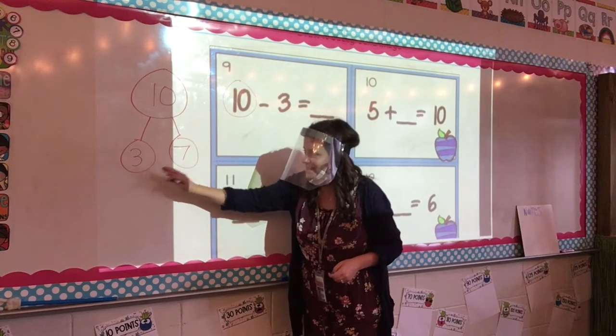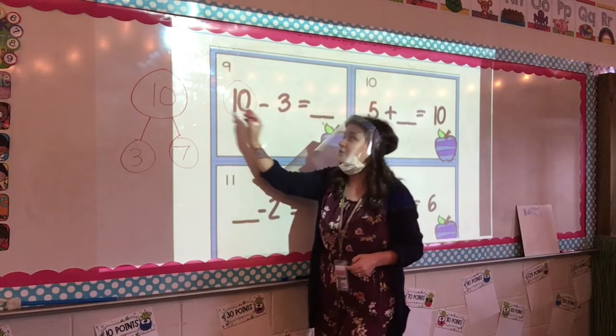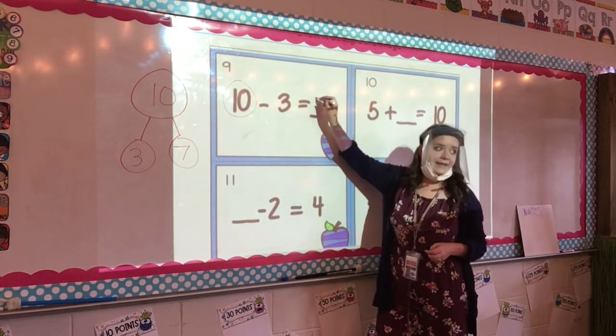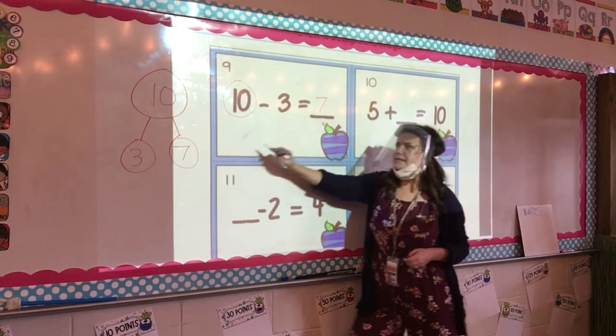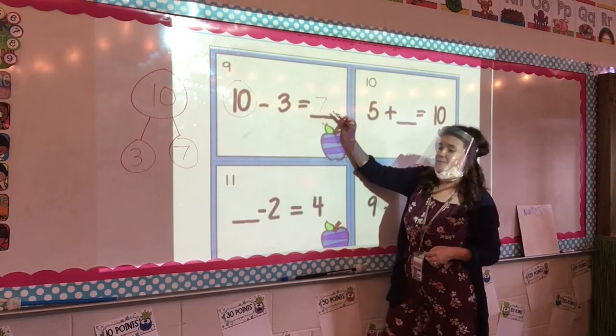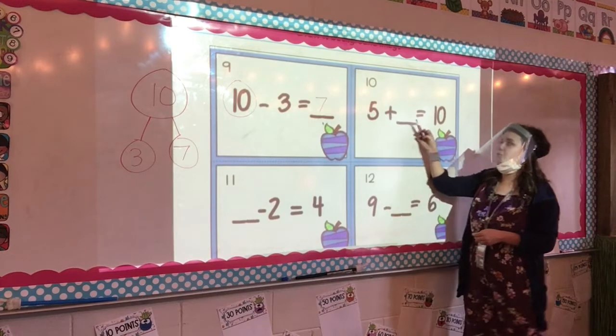Okay. 3 plus 7 is 10. So 10 minus 3 is? 10 minus 3 is 7. Okay? Let's do this one.